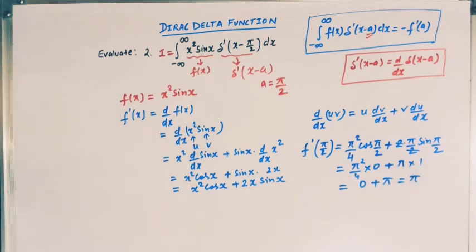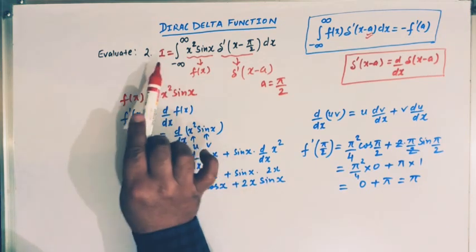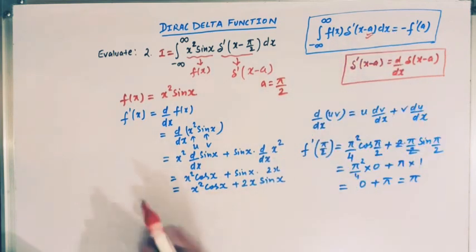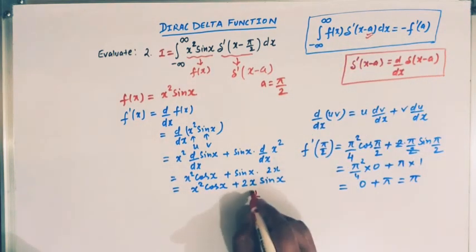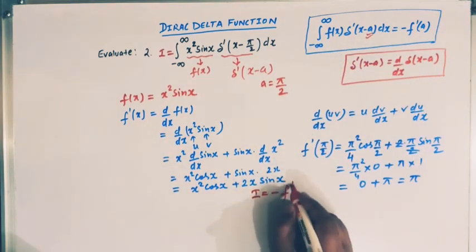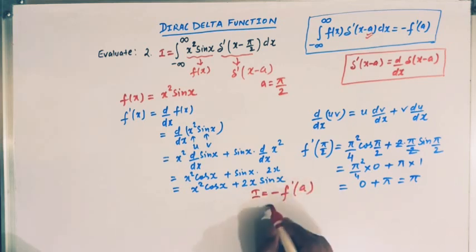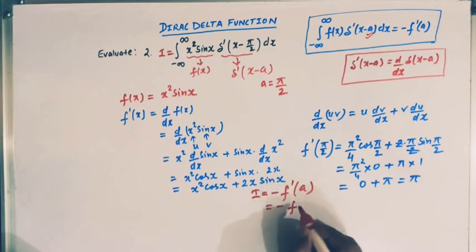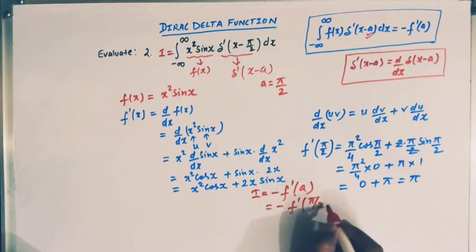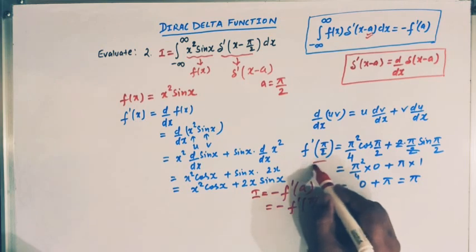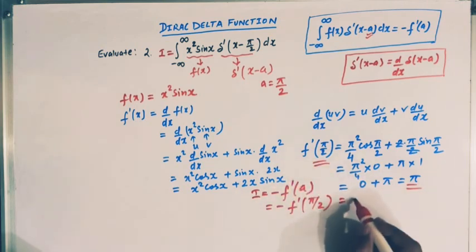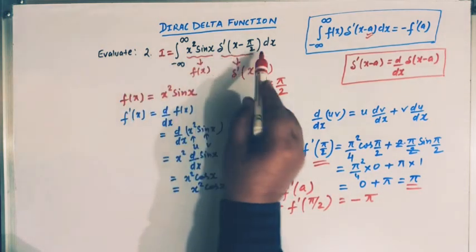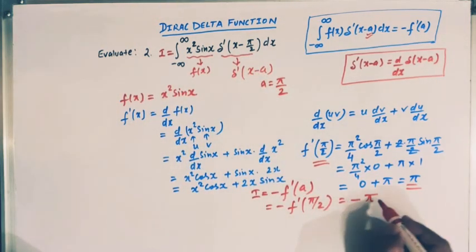So now the value of this integral as per this rule is I is equal to negative of f prime of a, and we have a is equal to pi by 2, so we have f prime of pi by 2, and f prime of pi by 2 is pi, so we have minus pi, right? So the value of this integral is negative of pi.